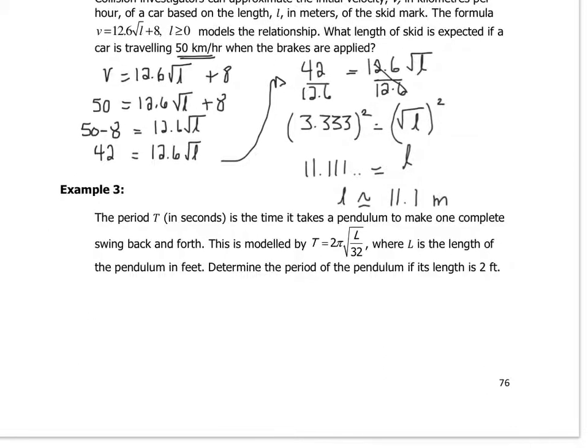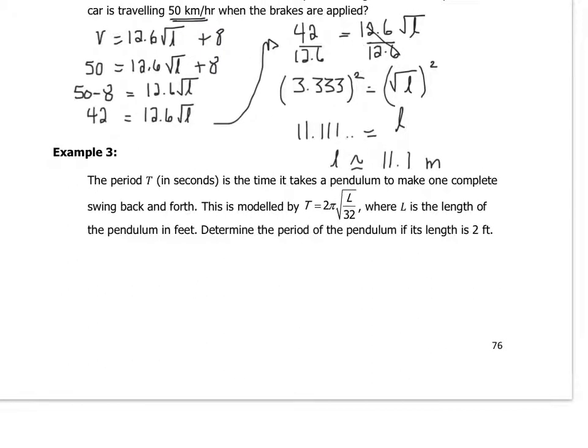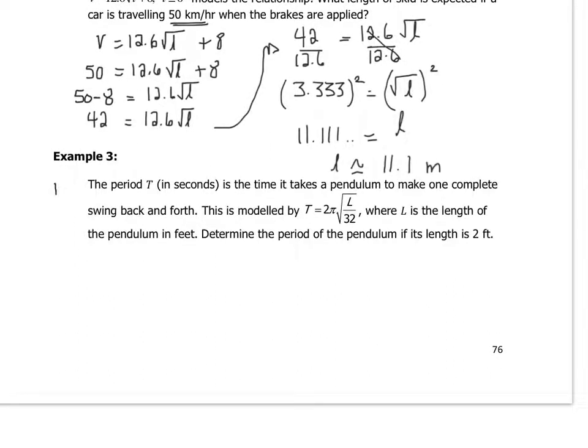The next question says the period in seconds is the time it takes a pendulum to make one complete swing back and forth. This is modeled by T equals 2 pi square root of L divided by 32, where L is the length of the pendulum in feet. A pendulum is kind of like, if you've ever seen an old grandfather clock, the thing that hangs down swinging back and forth. So determine the period of the pendulum if its length is 2 feet.